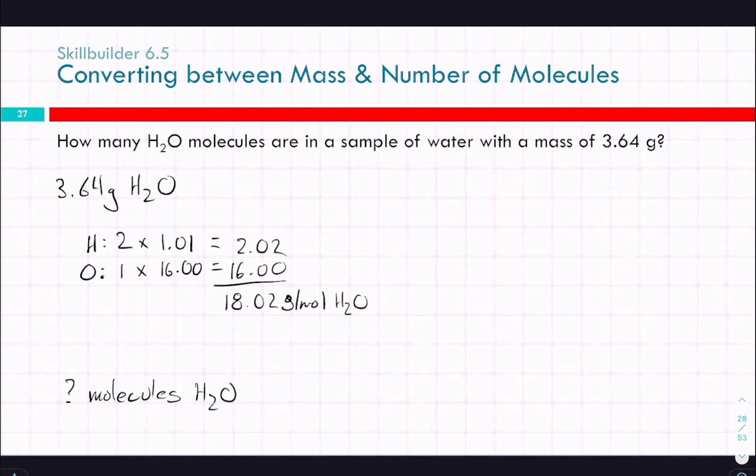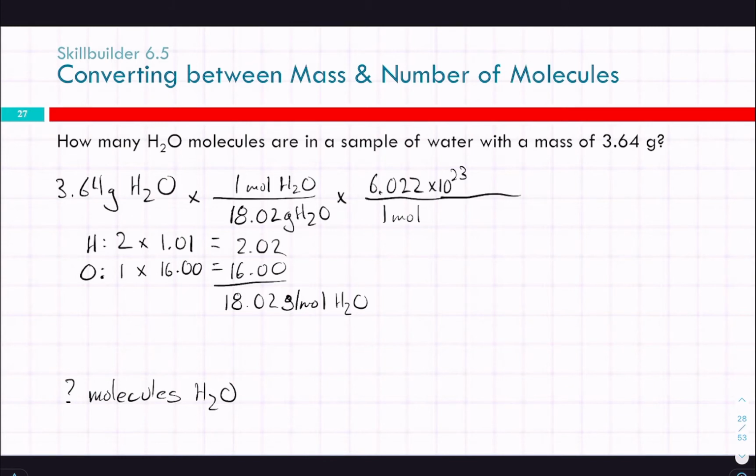So we do 3.64 grams. And again, we're going to divide by the grams of water and multiply by 1 mole of water. And then we have to add on one more step here and convert those moles into molecules. So we're going to have 1 mole is 6.022 times 10 to the 23 molecules.